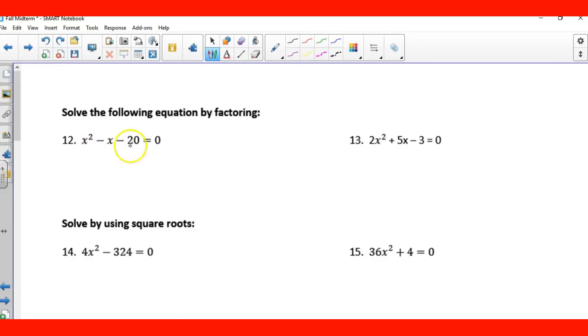Well, again, we have a trinomial, leading coefficient of 1. So we're going to go, what are the factors of negative 20 that will add to give me negative 1? We have 5 times negative 4, and negative 5 times 4. 5 minus 4 is 1. Negative 5 plus 4 is negative 1. Those are our factors.